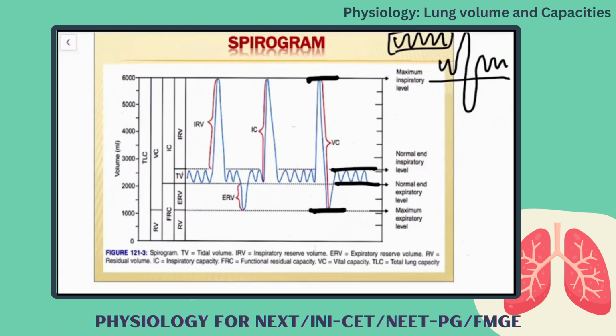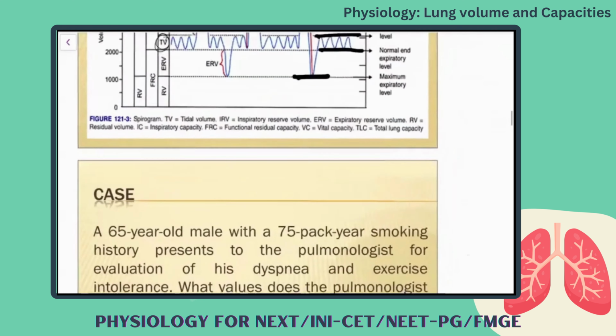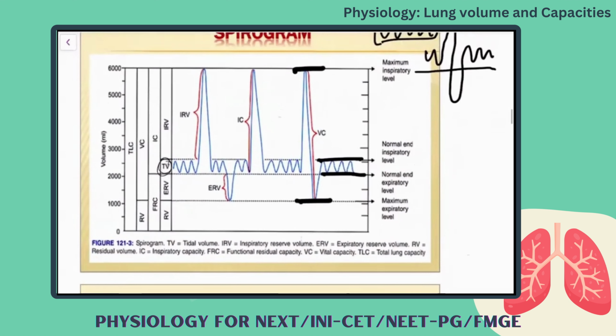And now, first one we are going to see is the tidal volume. So what is meant by tidal volume? That is the graphical representation within this limit. This limit is for normal breathing. So what will be the definition of tidal volume? That is the volume of air which is inspired and expired during normal quiet breathing. Okay, clear?